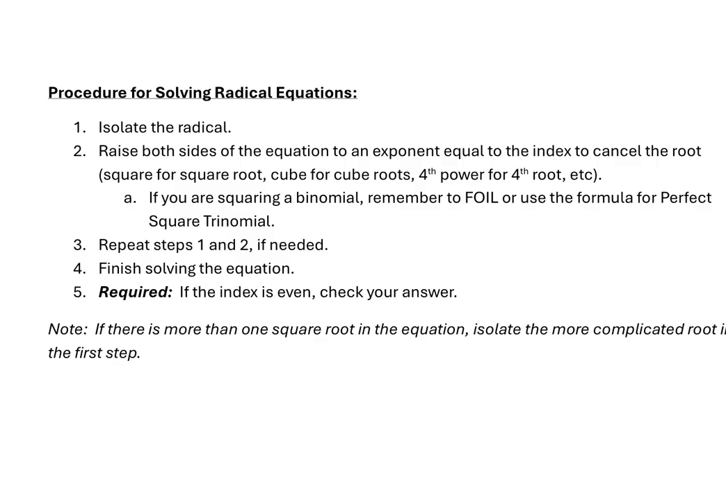Something that we do want to keep in mind is we are going to be squaring both sides or cubing both sides. And so remember that if we are going to square a binomial, we do want to remember to FOIL or use the formula for perfect square trinomials. What we're going to do from there is repeat steps 1 and 2 if needed, and finish solving the equation.